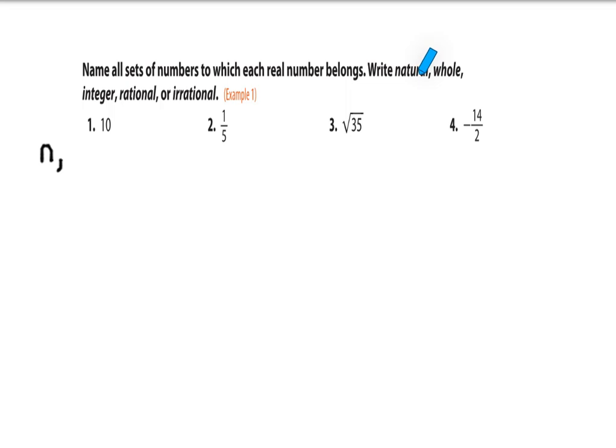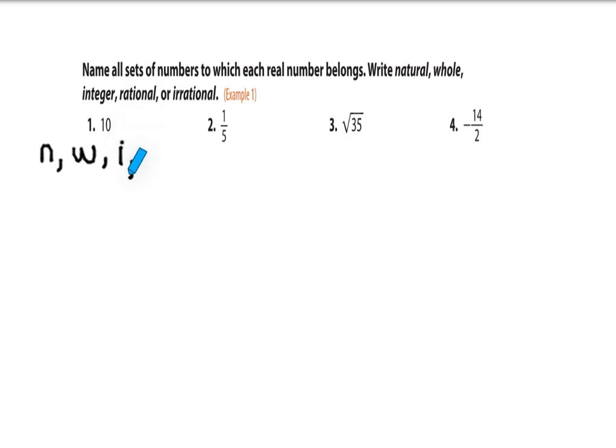You know that it is also whole, because it has to be a positive number for both of these. This is positive. So whole also includes the number 0, 1, 2, 3, 4, etc. So that is also a whole number. And then we know that 10 is also an integer. It could be negative or positive. So it's also considered an integer.